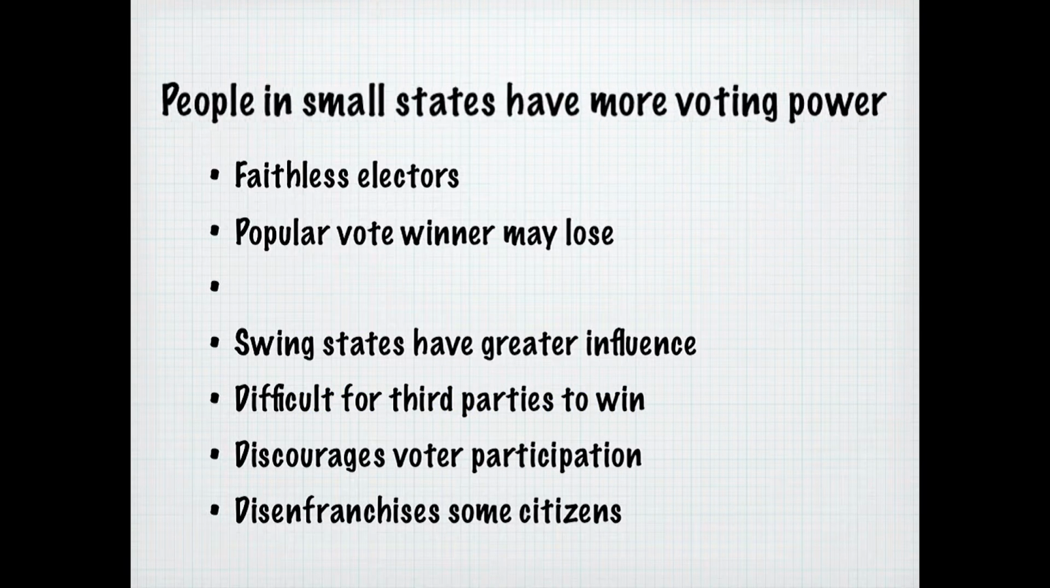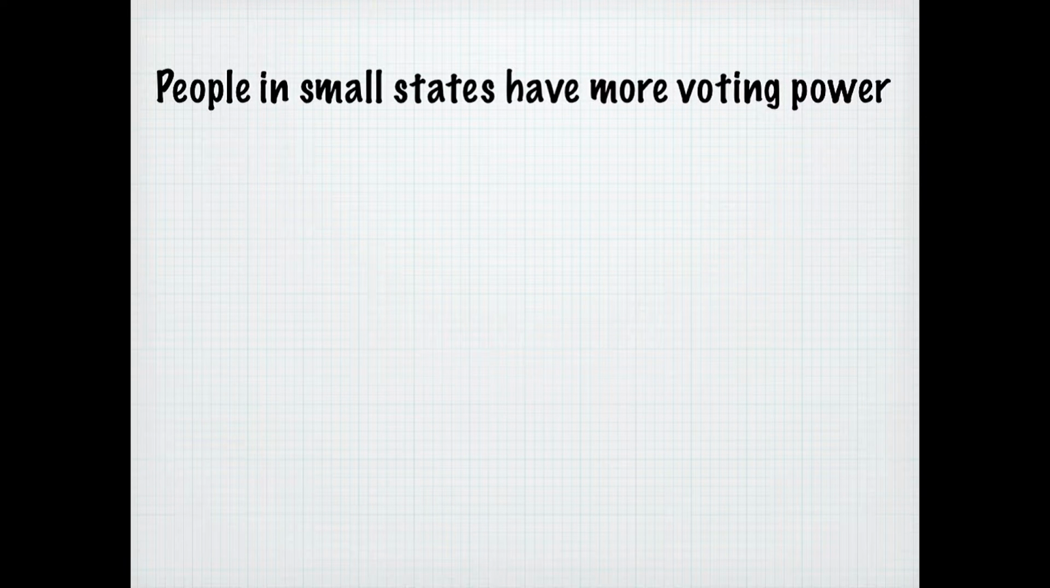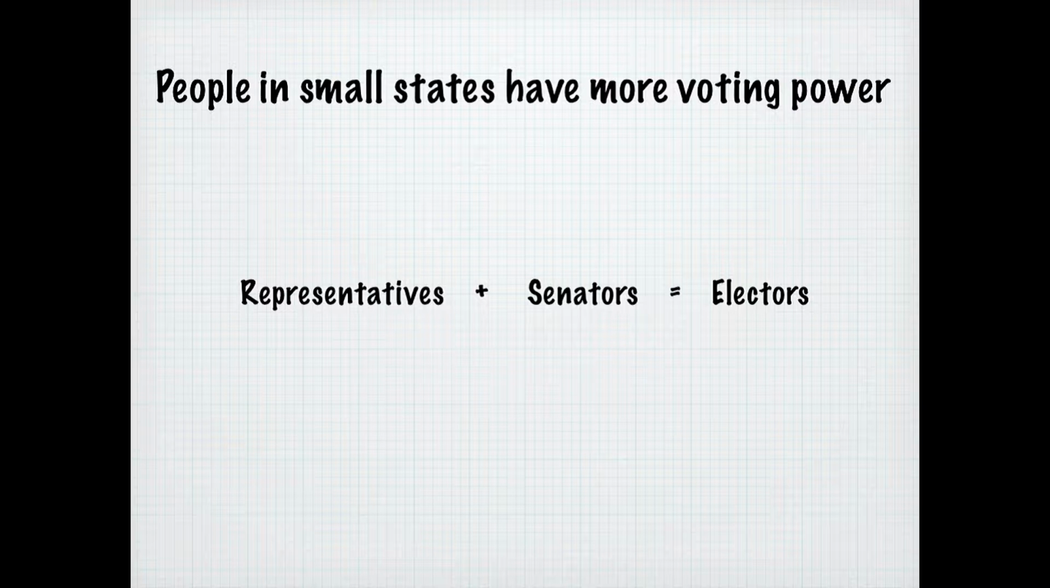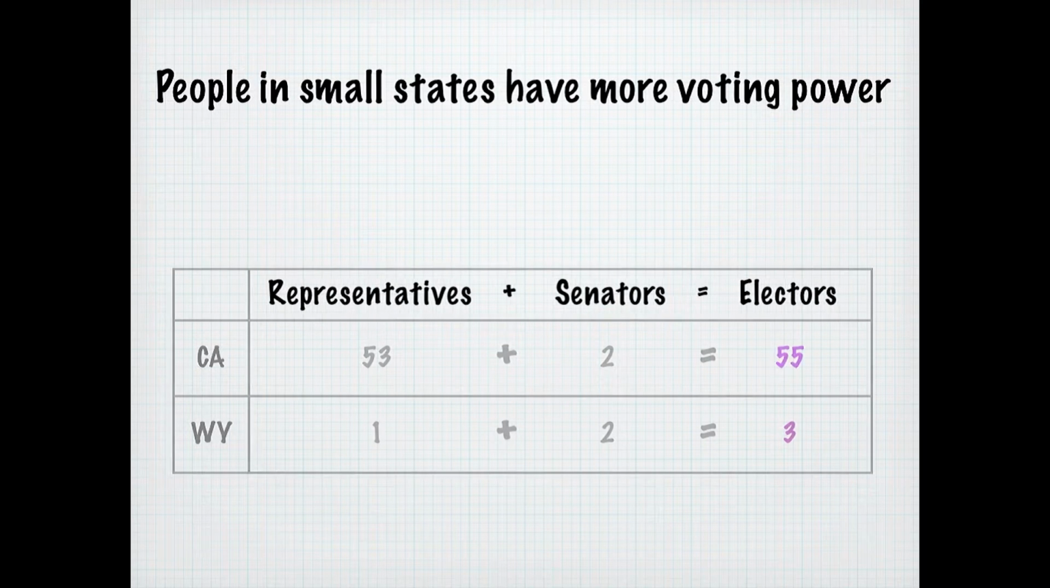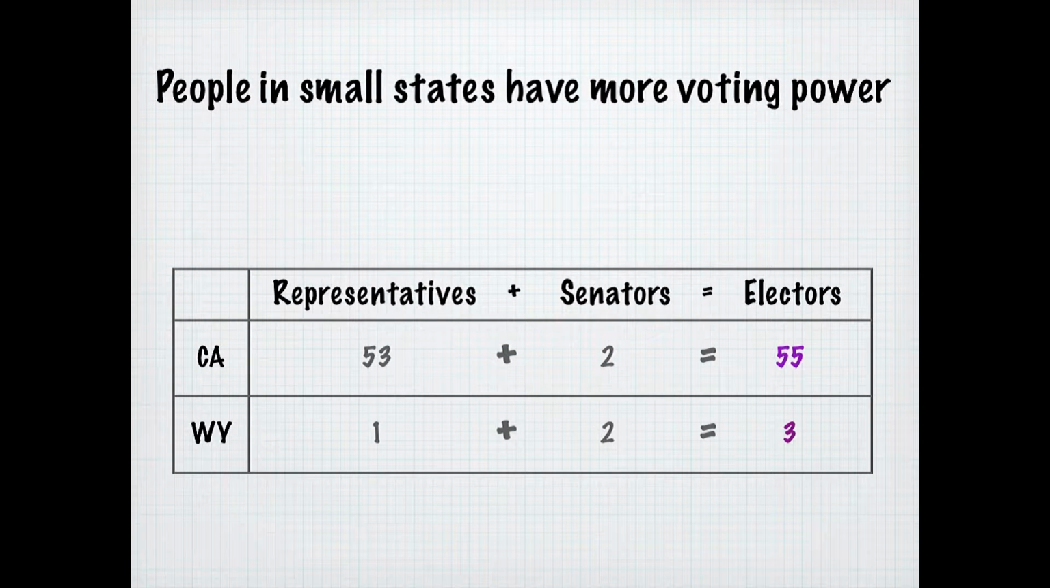A third criticism is that people in small states have more voting power than people in large states because of how the electors are allocated. Each state gets electors based on how many representatives and senators it has. The number of representatives each state has is based on its population, but every state has 2 senators regardless of its population. This means that the largest state, California, gets 55 electors, and the smallest state, Wyoming, gets only 3 electors. The issue of voting power is primarily related to the 2 electors each state gets due to each state's 2 senators, so let's just focus on these 2 electors for each state.